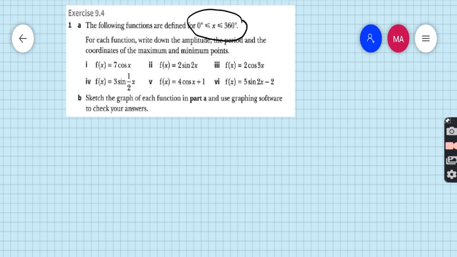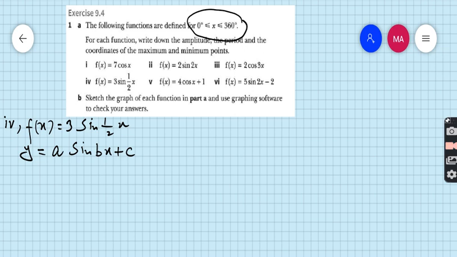What is part 4? f(x) is equals to 3 sine 1 upon 2x. Again, first we have to compare the given equation by the general equation A sine bx plus c. So this is equation number 1. This is equation number 2.